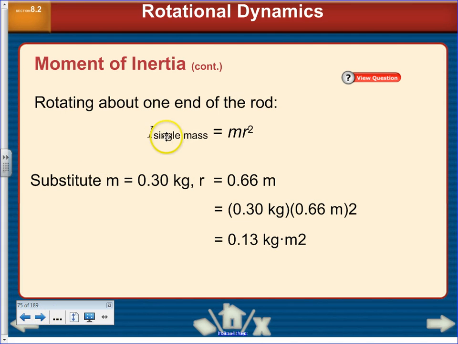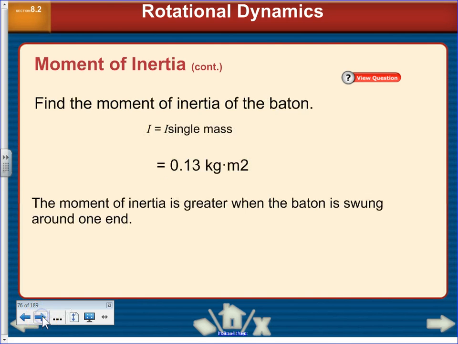So what about if we rotate it around one end? We only have one mass that we're worried about. The other mass is in our hand. So we have the mass times the radius squared. The radius is now the full length of the rod. That's how far the mass is away from your hand. So now you're just going to plug in 0.3 times 0.66 squared. When we multiply all that together, we get 0.13 kilograms per meter squared. A lot bigger than if we're holding it in the middle and spinning it. It takes a lot more force to spin it around. So the moment of inertia is greater if the baton is swung around one end than if we hold it in the middle and twirl it.